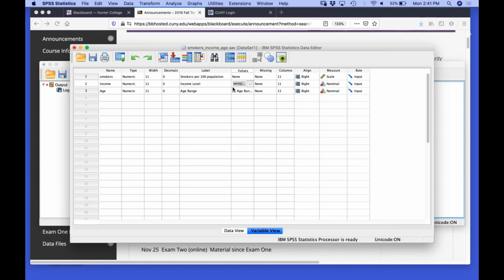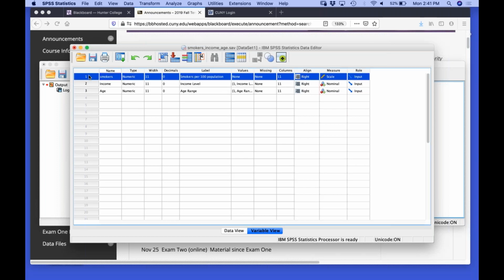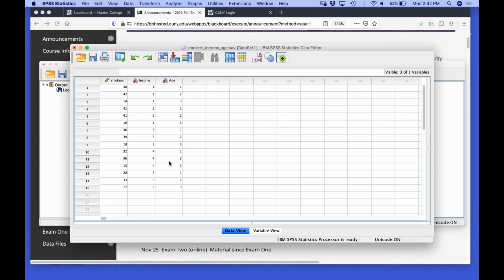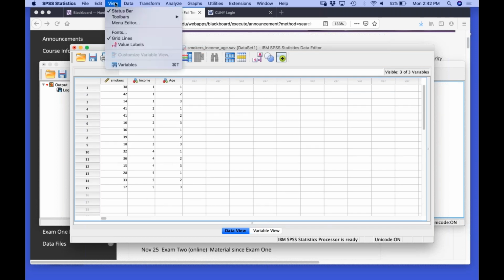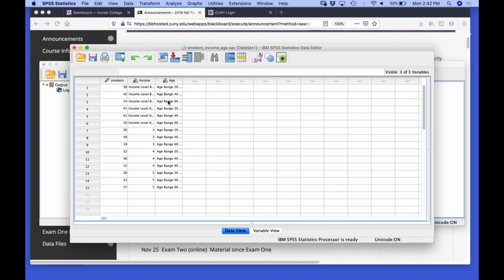So first of all, we know now that chi-square, odds ratio, and relative risk, you only use them with categorical variables. You don't use them with numerical variables like percentage of smokers or smokers per 100. That's a number, right? If you go back to the data, you can see that that's a number. These are categories. In fact, if I go up here to view and turn on the value labels, you can actually see what each one represents. This is above the poverty level.